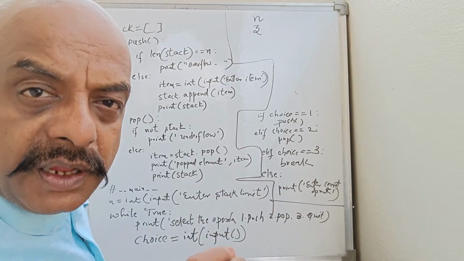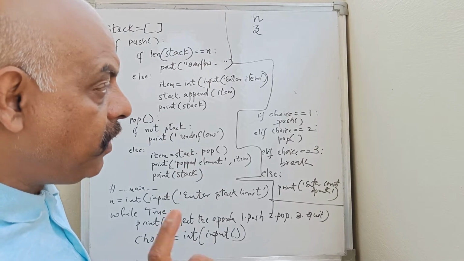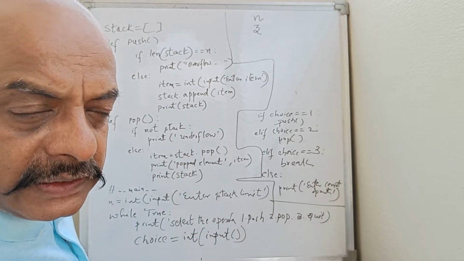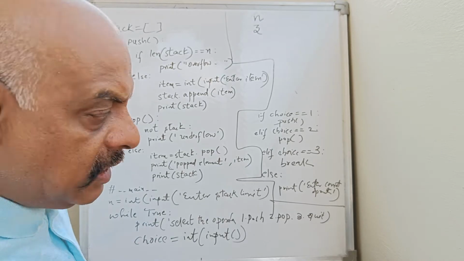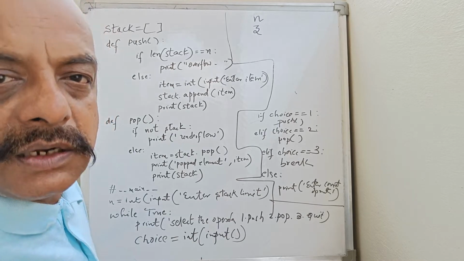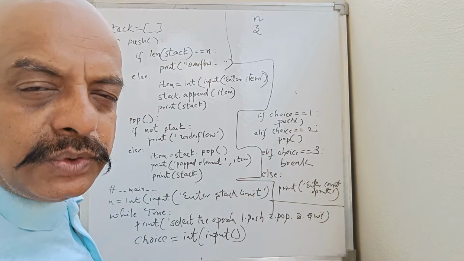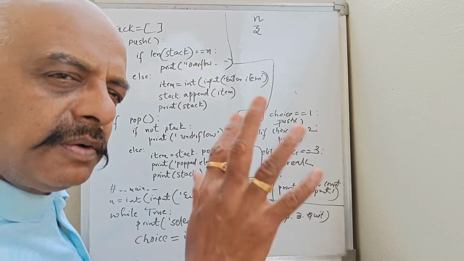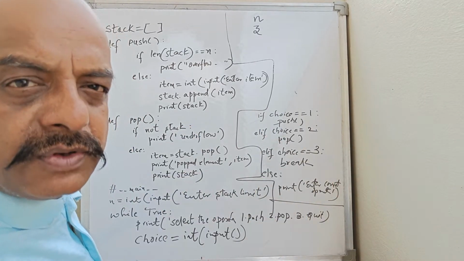If you type any other number apart from 1, 2, 3, or 4, 5, 6, whatever it is, then the program prompts you to enter the correct number. So you have to type either 1 for push, 2 for pop. You can do whatever you want, 1 for pop, you can do that. It is left to the user's discretion.